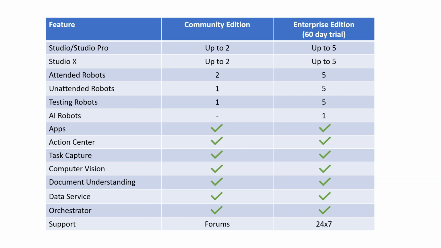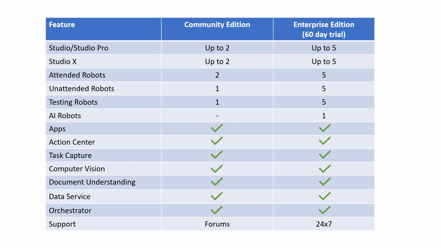Now, all of the green check marks, as you can see, are the same for both the Enterprise Edition and the Community Edition. So you do get access to apps, Action Center, Task Capture, Computer Vision, Document Understanding, Data Service, Orchestrator, and in fact, I left out one of the newest features, which is Automation Ops. You also get access to that.